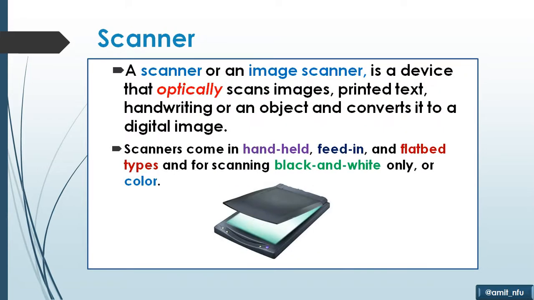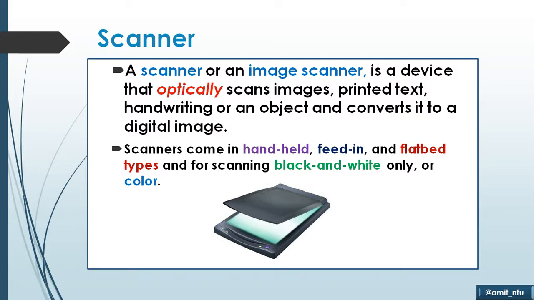So another one is the scanner. Scanner is often called an image scanner. It's a device that optically scans images. When I say optically, optical means light. So it scans printed text, handwriting or objects and converts it into a digital image. When we talk about digital, it is all about binary, that's ones and zeros, high or low voltage electrical signal.